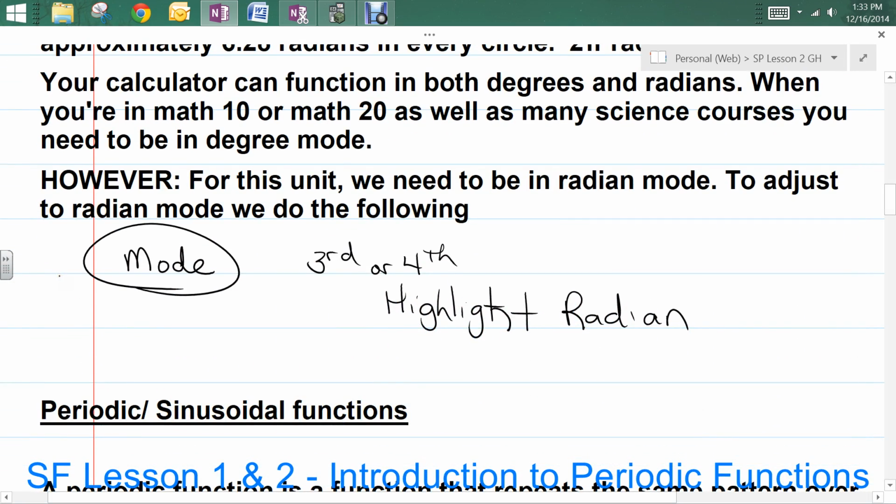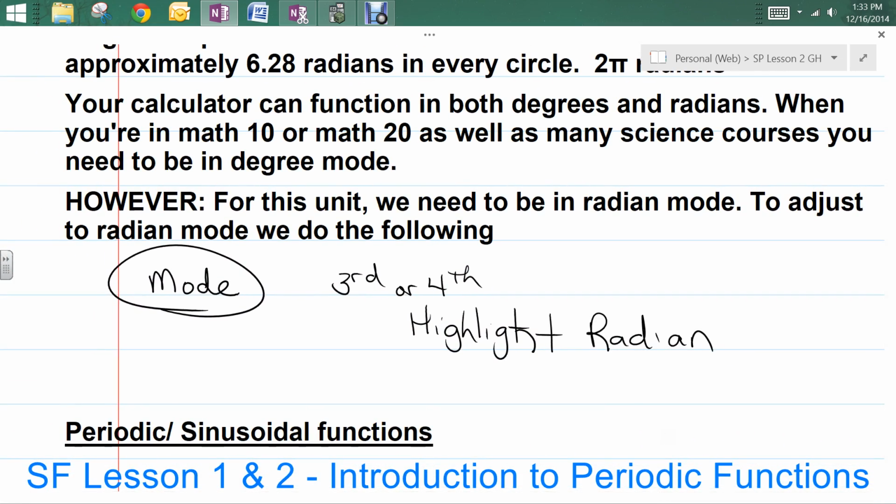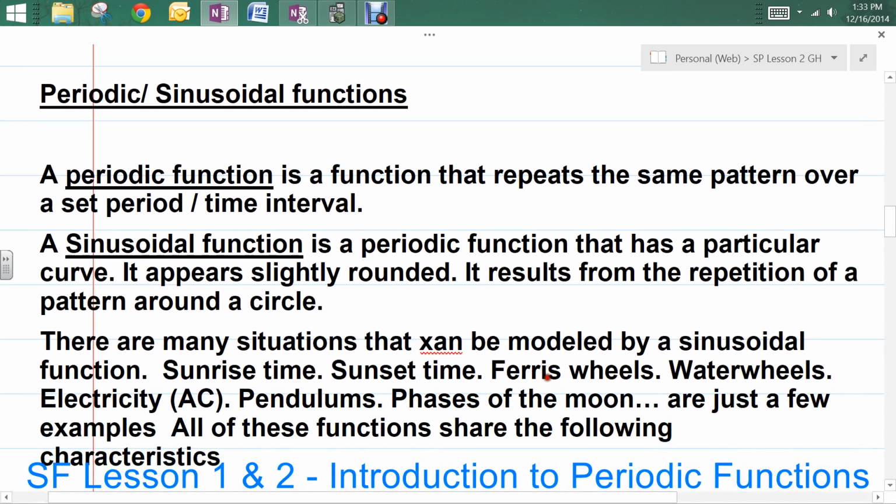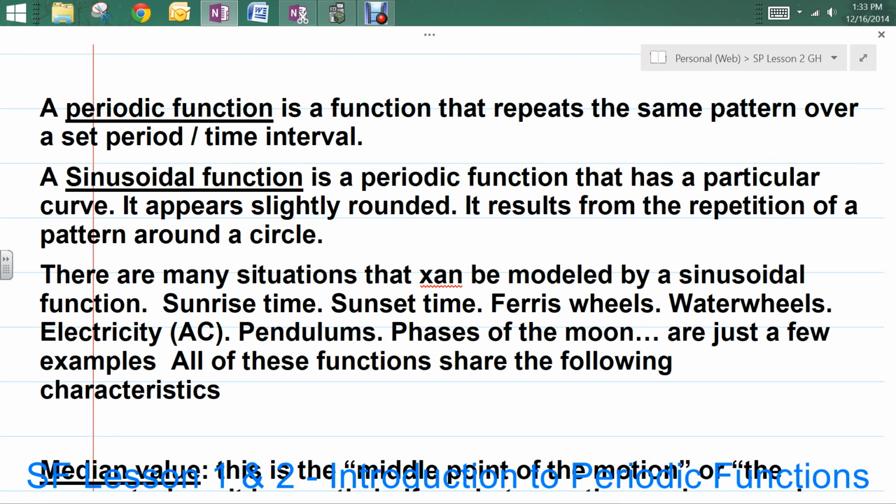Keep in mind you push the mode button on your calculator. The third or fourth option down is radians. Then we talked about periodic and sinusoidal functions. A periodic function repeats the same pattern. A sinusoidal function does the same thing, but it's also more rounded.